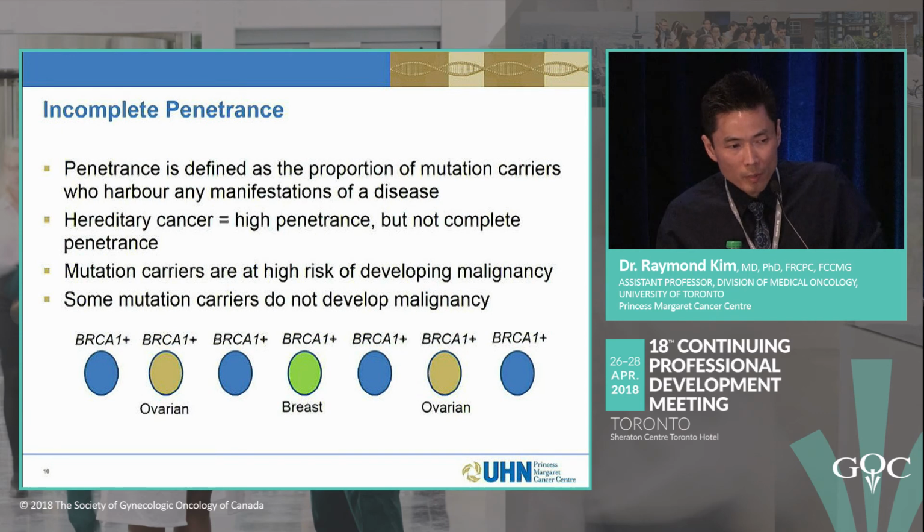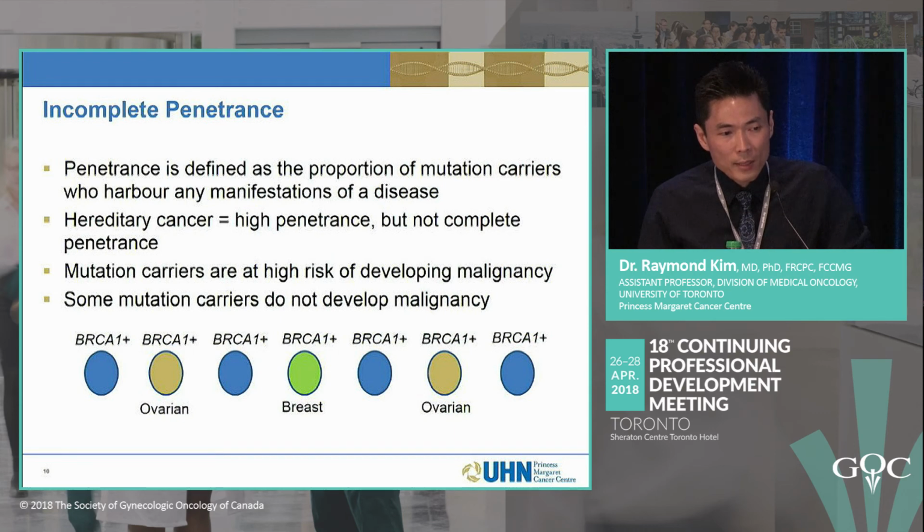So another phenomenon to be aware of is something that's called incomplete penetrance. Incomplete penetrance is defined as the proportion of mutation carriers that have any manifestation of a disease. So if you are a carrier of a genetic change or a pathogenic variant, especially in cancer, it does not mean you're going to get cancer at 100% by and large.